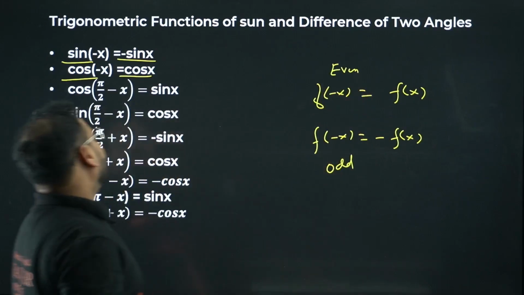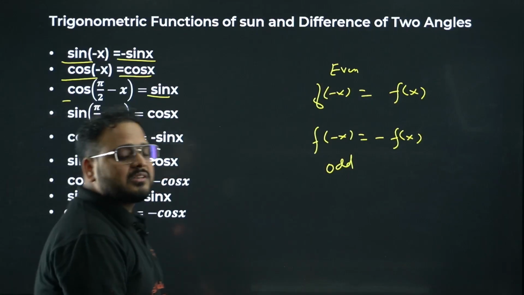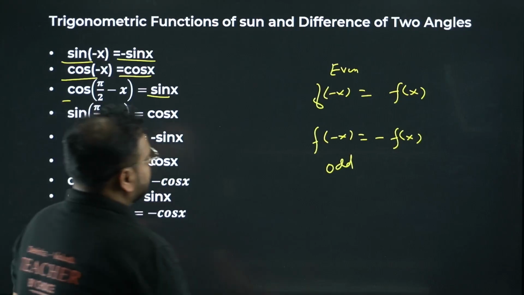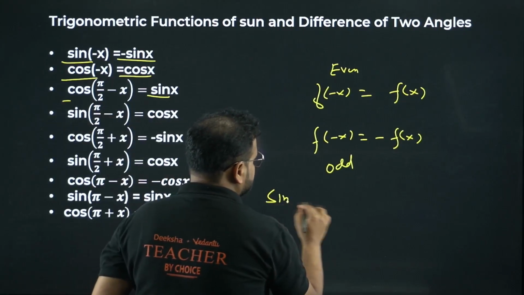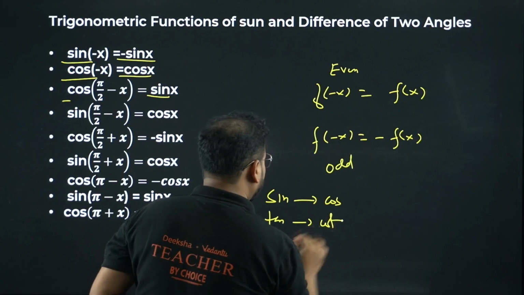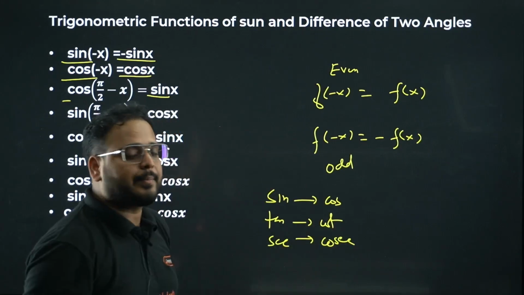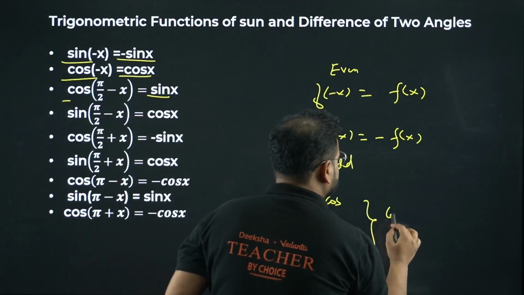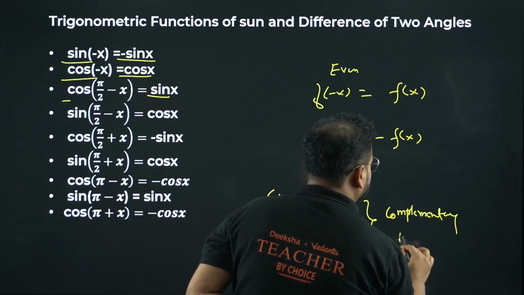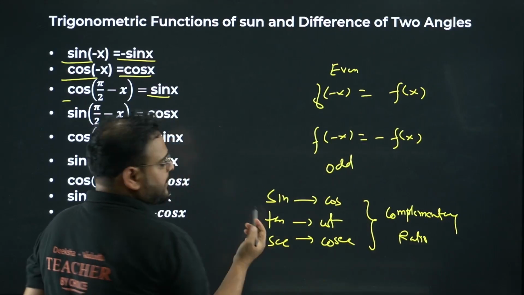Please check. Okay. Again, cos of pi by 2 minus x is going to be sine. At pi by 2, sine and cos will convert to each other. The same goes with tan and cot. This is the pair, right? Sine cos, tan cot, and sec cosec. These are called complementary pairs. Remember, complementary ratios. What happens? They convert to each other at odd multiples of pi by 2.